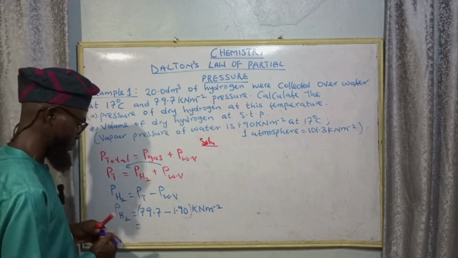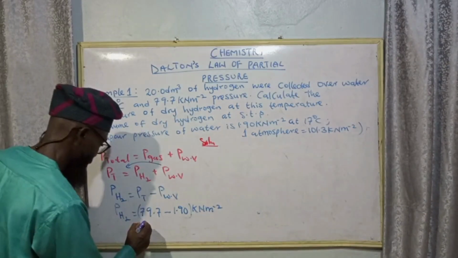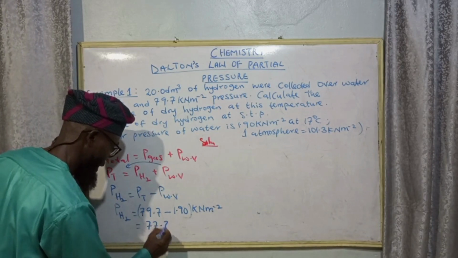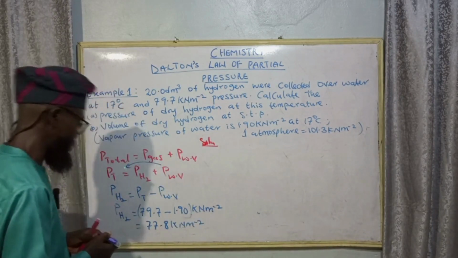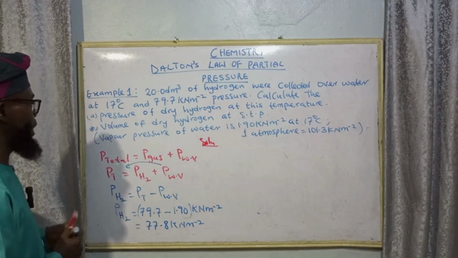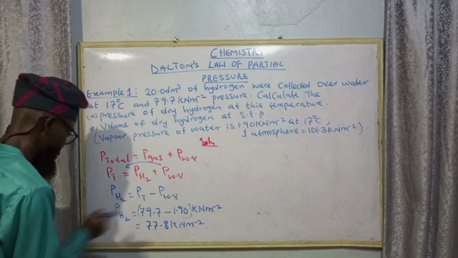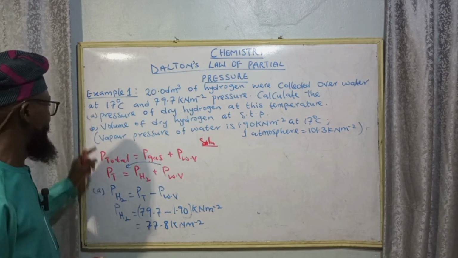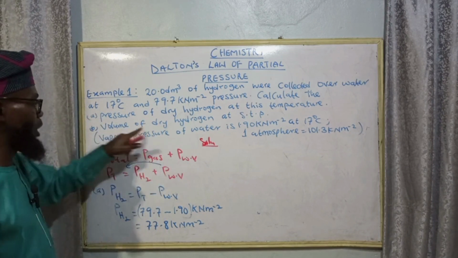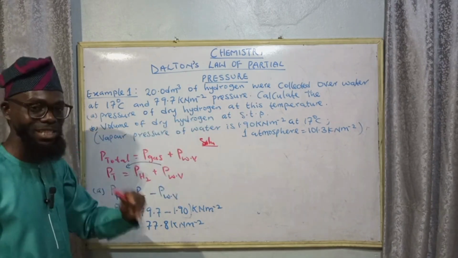Now, what do we have here? When we take it away, we have 77.8 kilonewton per meter square. So that is the pressure of hydrogen. That is question A. Question B. Calculate the volume of dry hydrogen at STP.